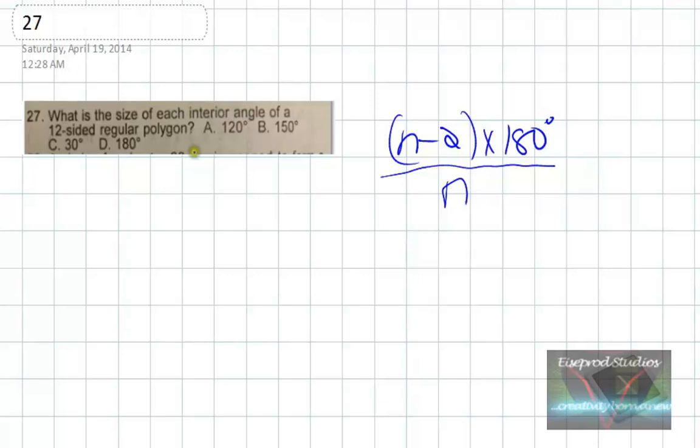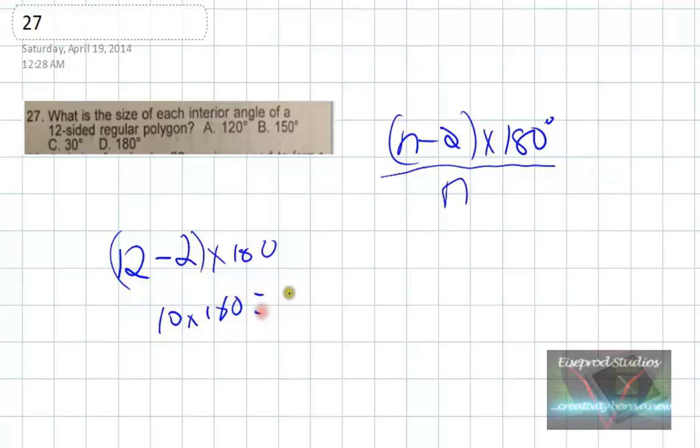So we have a 12-sided regular polygon. So that means 12 is n. And if we take 12 minus 2 times 180, that should give us the sum of all of the degrees inside of that regular polygon. So 12 minus 2 is 10, times 180 is going to be 1,800. And then if we take this 1,800 and divide by 12, that should give us what each angle is. Because if it's a regular polygon, all of the sides are the same and all of the angles are the same.